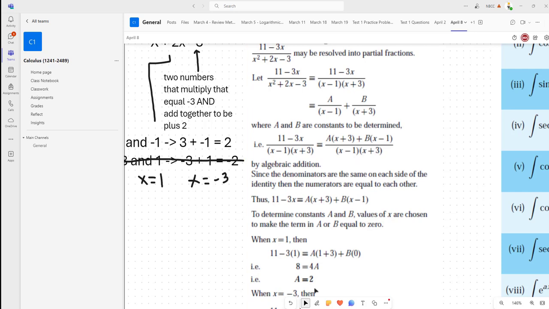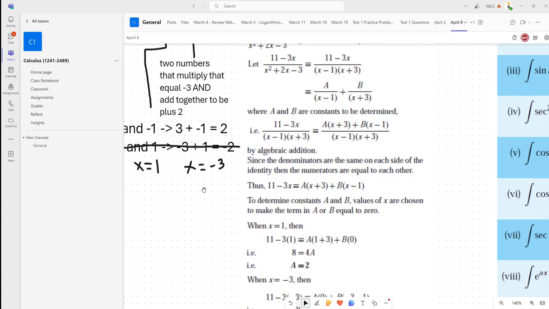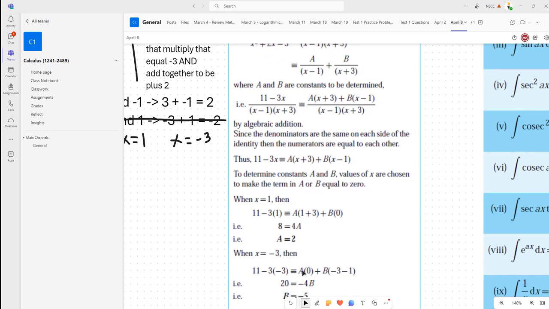We can cross these off. Why? Because if we were to cross multiply and bring x minus 1 over here, we would cross this off, and if x plus 3 came over here, we'd be able to cross it off too. What we're left with is 11 minus 3x is equal to A times x plus 3 plus B times x minus 1. At this point, we can substitute in x equals 1, or x equals minus 3, and solve. So we have one equation with two unknowns, but two values we can put in to solve for A or B.